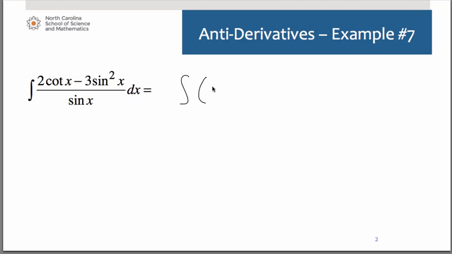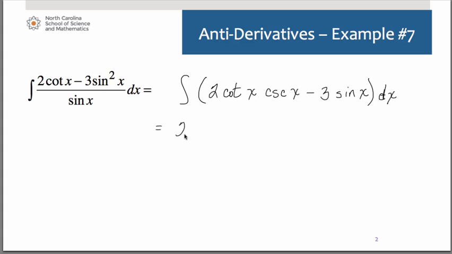antiderivative of 2 cotangent of x. When we bring sine up, remember that becomes cosecant of x. And we do have a rule for cotangent cosecant. Then we'd have minus 3 sine squared of x over sine of x. We can cancel one of the sines. And of course, we do have an antiderivative rule for sine of x.